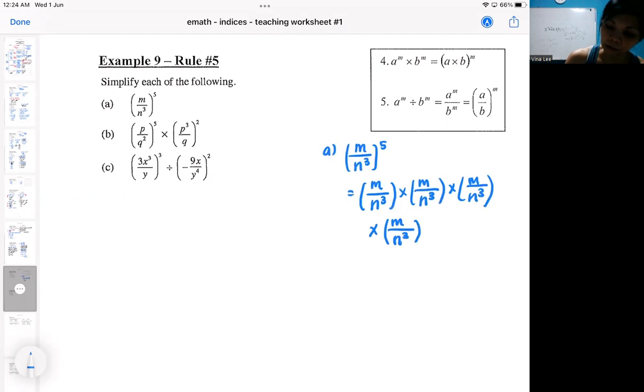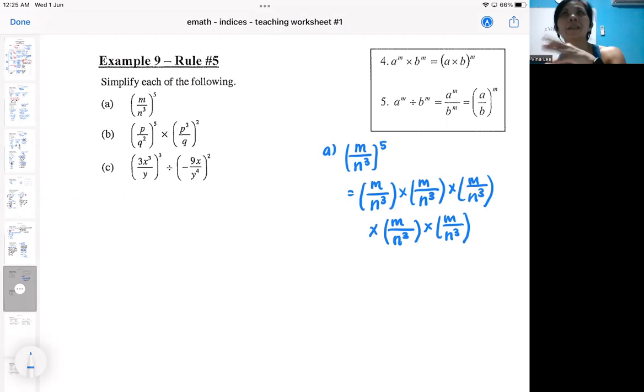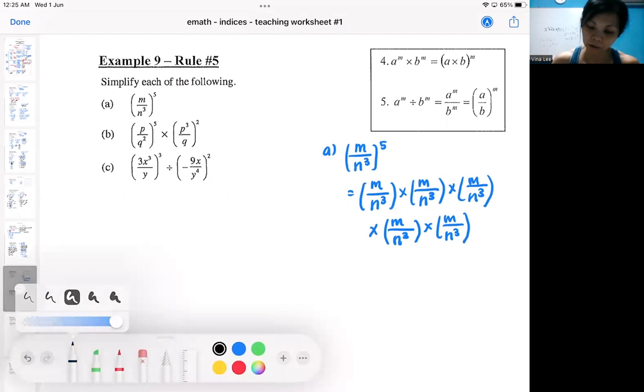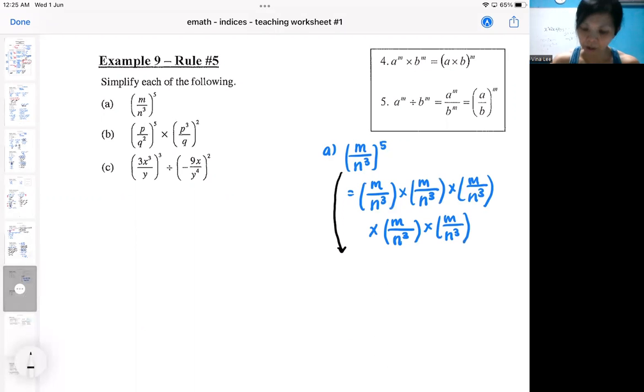So if you think of it, you're going to write it out 5 times. And because you write it out 5 times, there are 5 numerators. The numerator in a way is multiplied 5 times: M times M times M times M. So it will be faster if you visualize it that way and do something like M is repeated 5 times. The numerator is repeated 5 times. The denominator is also repeated 5 times. So you can think of it that way.